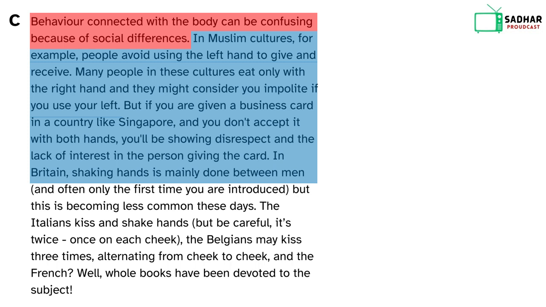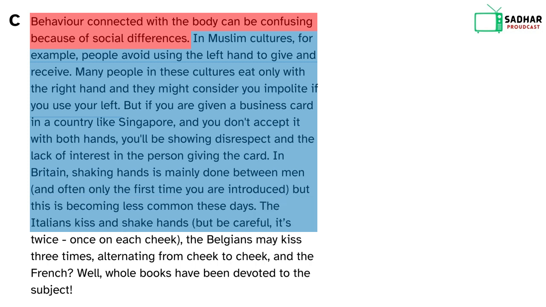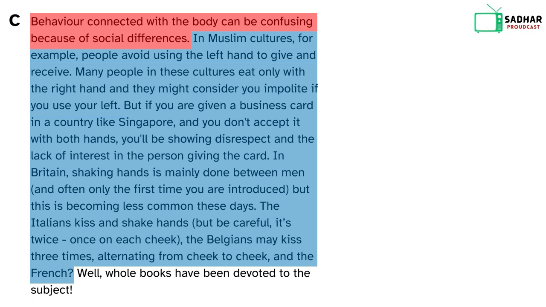In Britain, shaking hands is mainly done between men, and often only the first time you are introduced, but this is becoming less common these days. The Italians kiss and shake hands, but be careful, it's twice, once on each cheek. The Belgians may kiss 3 times, alternating from cheek to cheek, and the French? Well, whole books have been devoted to the subject.